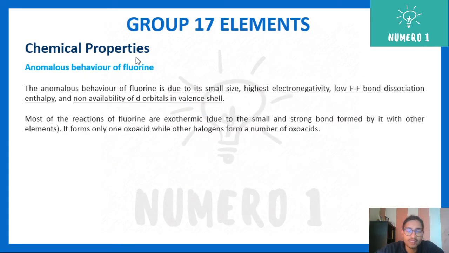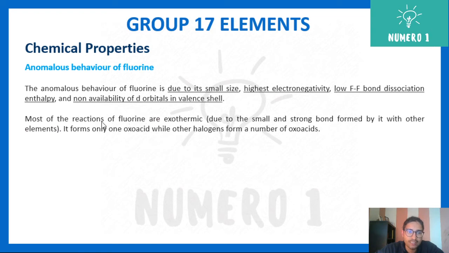Now, anomalous behavior of fluorine. As with the other first members of a group, fluorine, being the first member of the family, has some anomalous behavior or properties. It is mainly due to its small size, highest electronegativity, and very low F-F bond dissociation enthalpy. That very low bond dissociation enthalpy is because of the electronic repulsion between fluorine atoms, and non-availability of d orbitals in the valence shell.